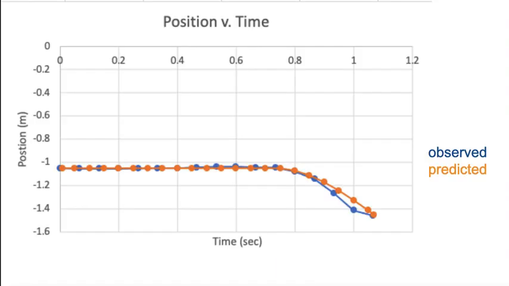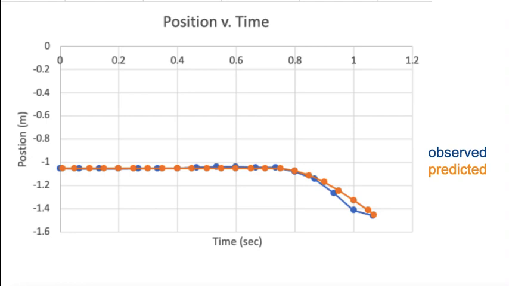So here we can see our observed model in the blue versus our predicted model in the orange. And these have relatively the same position versus time. There are some slight variations.